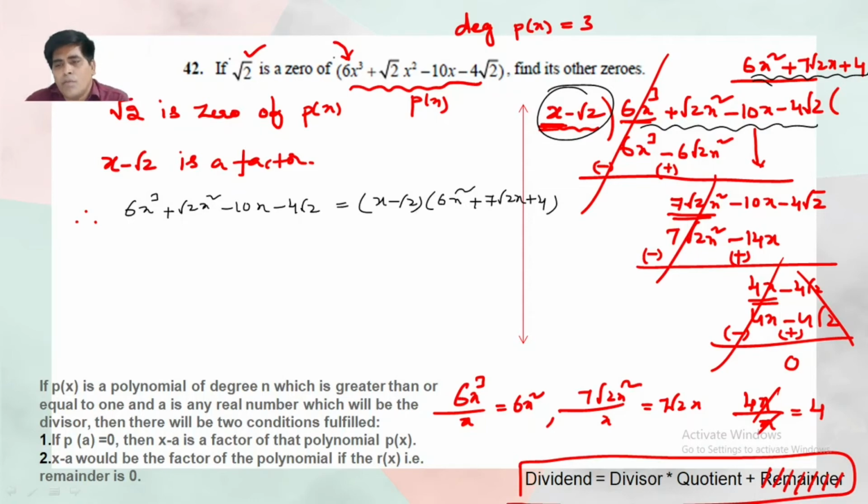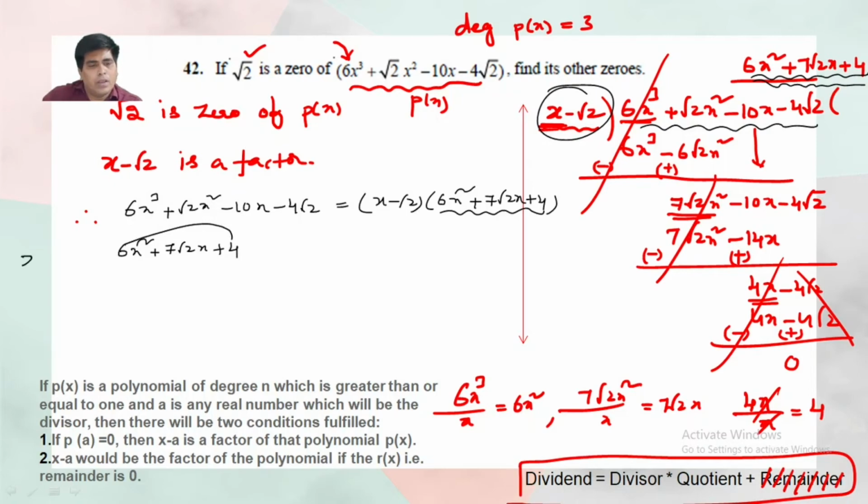Whatever we got as the coefficient, we have to factorize it. So when you factorize this one, you will get the other factors as well as other zeros. So I am factorizing here. Look here, it is a very important point. 6x square plus 7 root 2x plus 4. We have to factorize this part. Now 6 into 4 is clearly 24. What are the factors for 24? The middle term should be 7 root 2, you should get it.